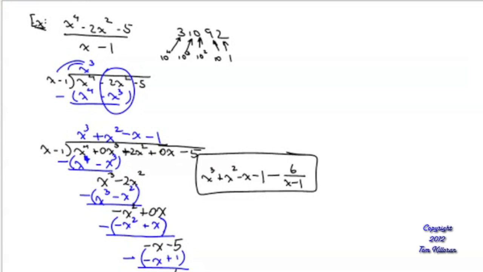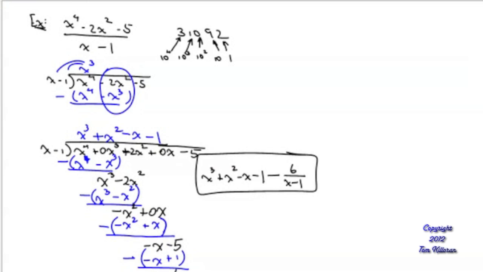Isn't that awesome? I learned this. Okay, the problem with this: way too much writing. Look, I wrote x to the fourth twice, x to the third twice, x squared twice, x twice. All right, but I wrote it too many times.